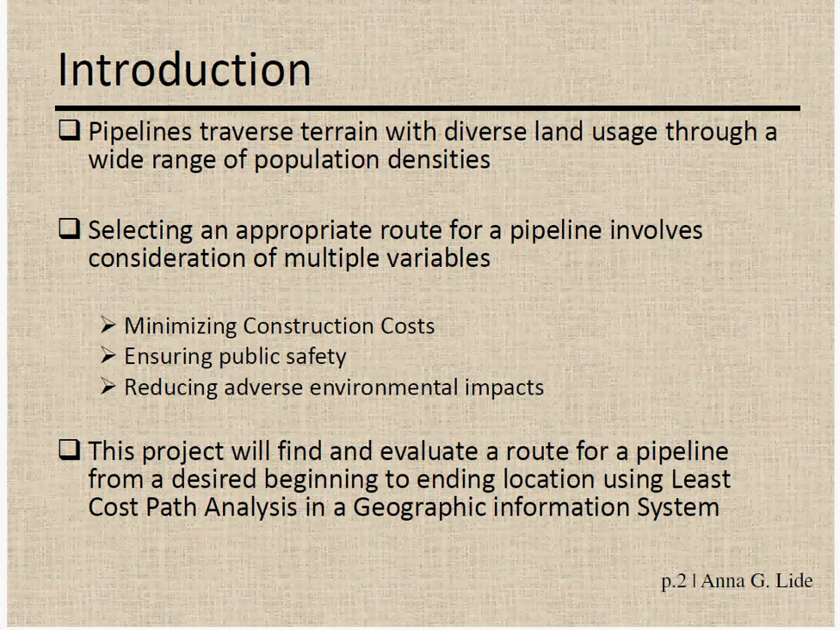Since pipelines travel long distances, variations in terrain and population affect the route selection. The goals in selecting any route typically include minimizing construction cost, ensuring public safety, and minimizing impacts to the environment. The costs and the input criteria for the least cost path analysis reflect the goals established in the construction project.